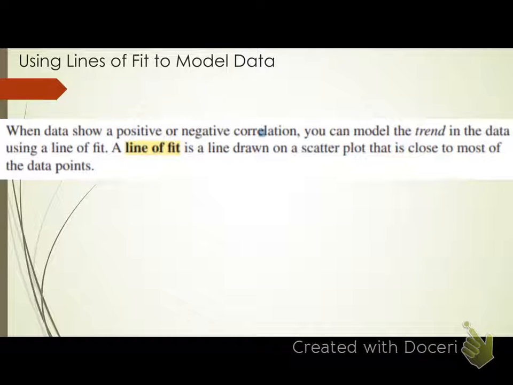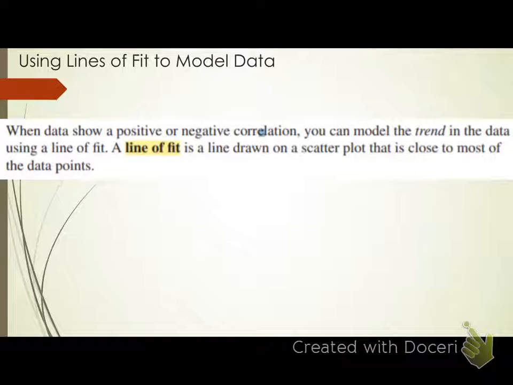When data show a positive or negative correlation, you can model the trend in the data using a line of fit. A line of fit is a line drawn on a scatter plot that is close to most of the data points. So you can only use a line of fit if there is some correlation between your sets of data. So if it's a positive correlation or a negative correlation, we can use a line of fit.